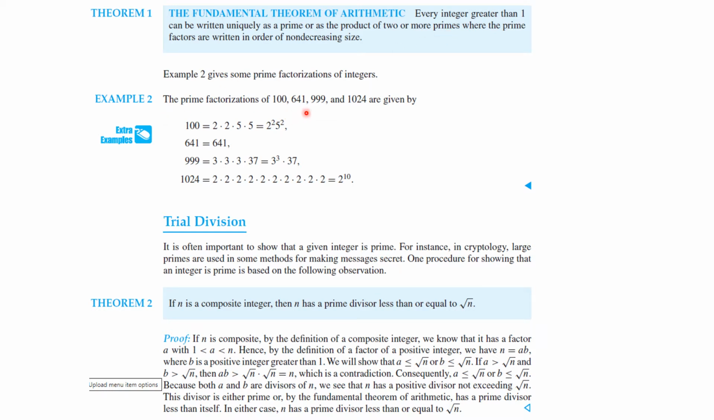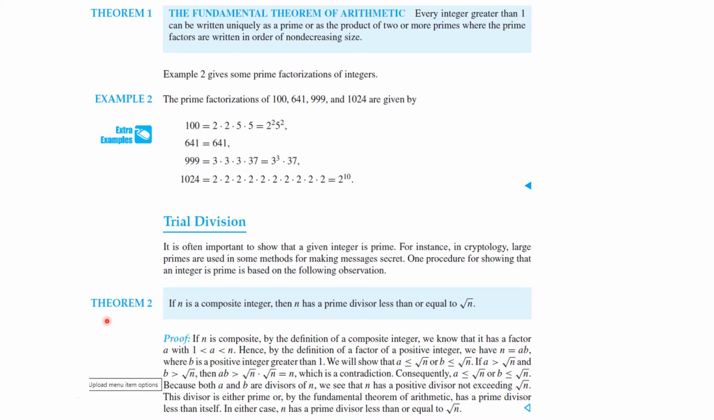So here are 4 integers, one of which is prime actually. 641 is prime, but the others are not. So we can write them uniquely as powers of primes. So this is 2 times 2 times 5 times 5, or 2 squared times 5 squared. So it's 4 times 25 is 100. But this is the fundamental, almost molecular or nuclear decomposition. 999 is 3 times 3 times 3 times 37. That's 3 cubed times 37. And 1024 is 2 raised to the 10th power.